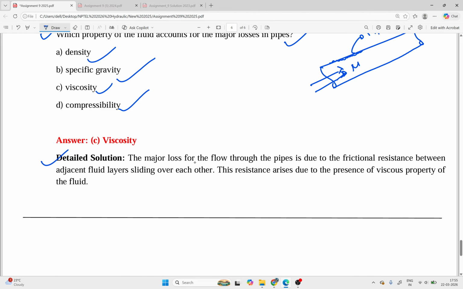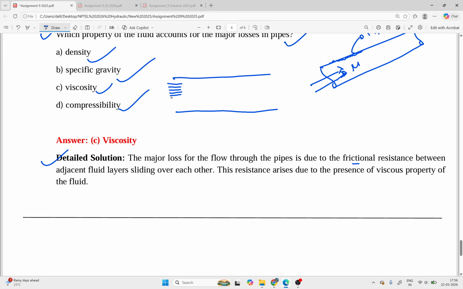Detailed solution: the major loss of flow through a pipe is due to frictional resistance between adjacent fluid layers sliding over each other. What is the meaning? I'll explain with a figure. The resistance arises due to the viscous property of the fluid. Let me draw the pipe. As you know, the pipe has friction, so a boundary layer will develop. Also let us assume the fluid is flowing very parallel to each other, like that.